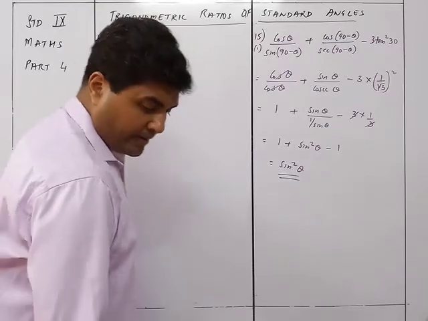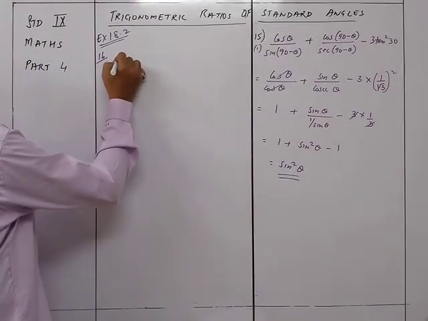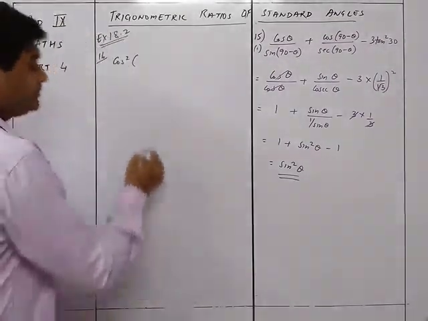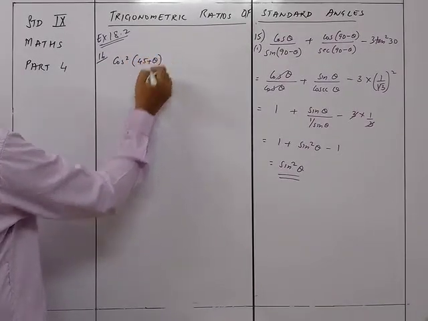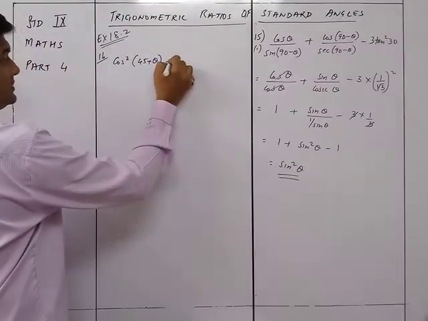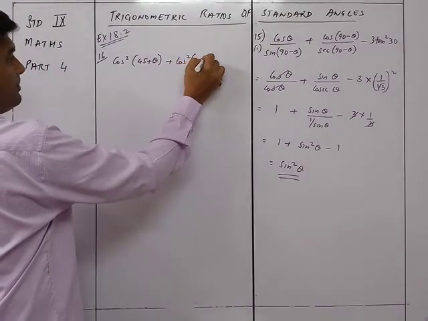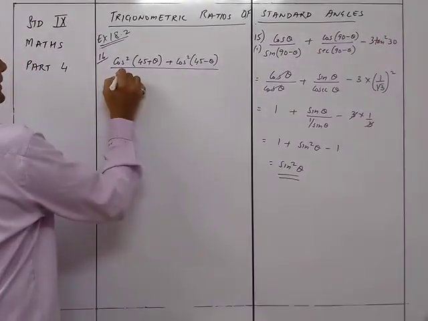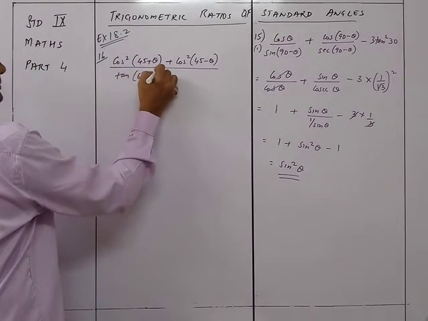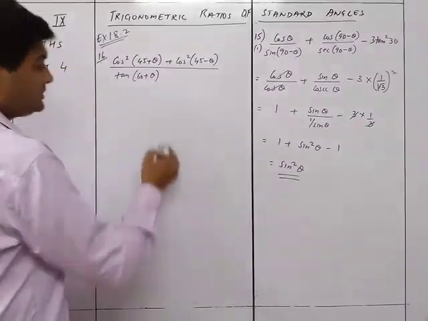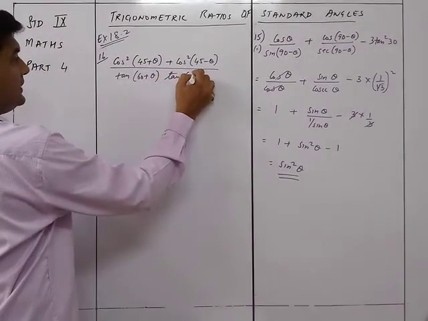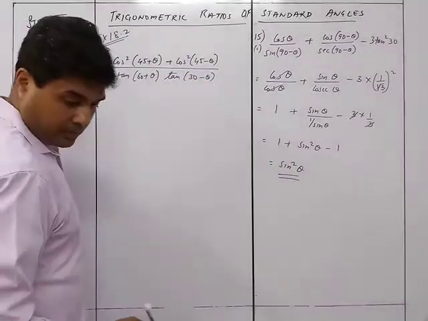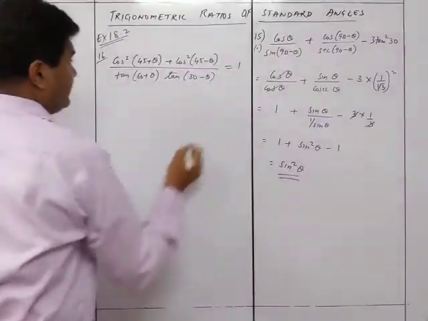Show that cos square 45 plus theta plus cos square 45 minus theta upon tan 60 plus theta into tan 30 minus theta is equal to 1.